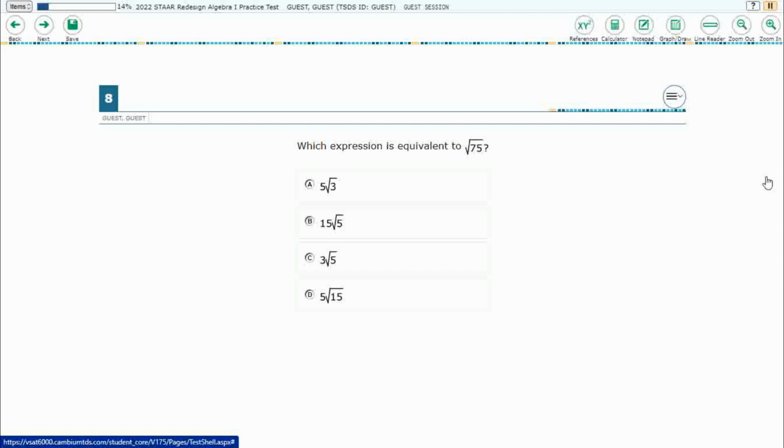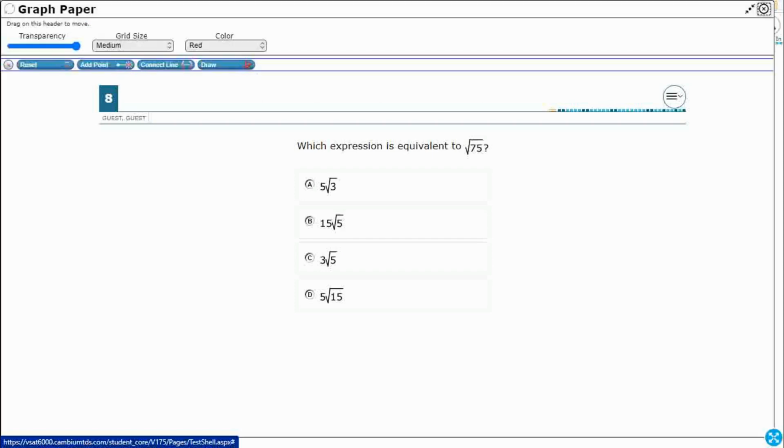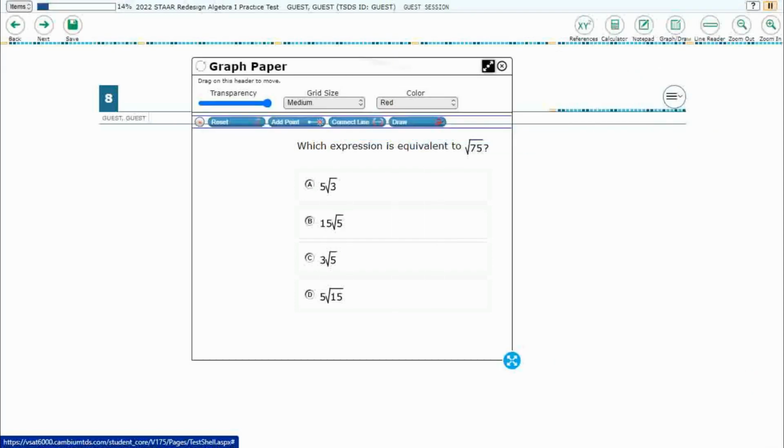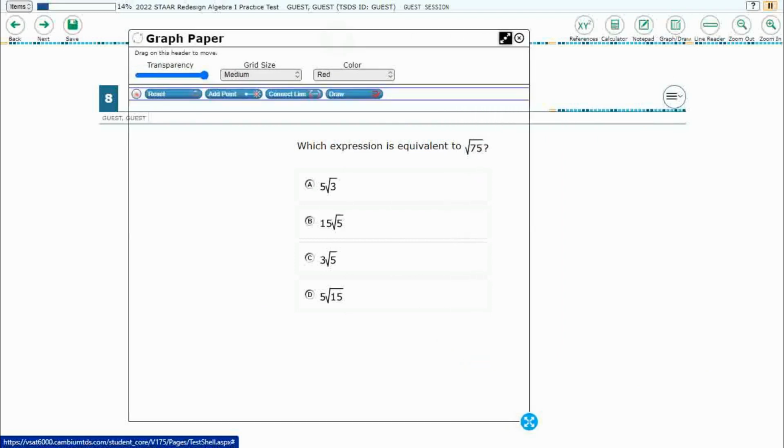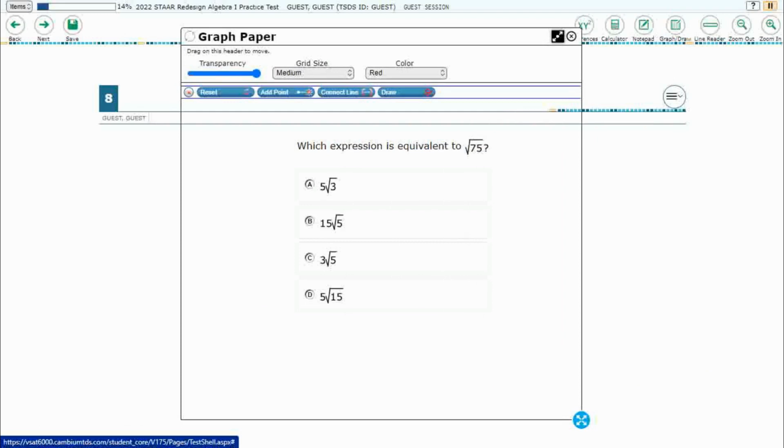So we need to find an expression that's equivalent to this square root of 75. And so I'm going to suggest that we use this graph draw feature here. I just want to list out my perfect squares. Okay? So 2 squared equals 4. 3 squared equals 9. Let's just list them all out. The reason we're going to do this is going to become apparent in a second.